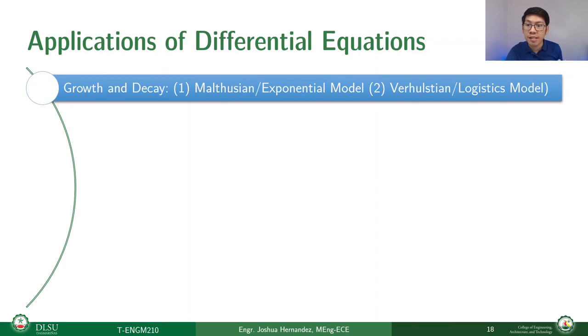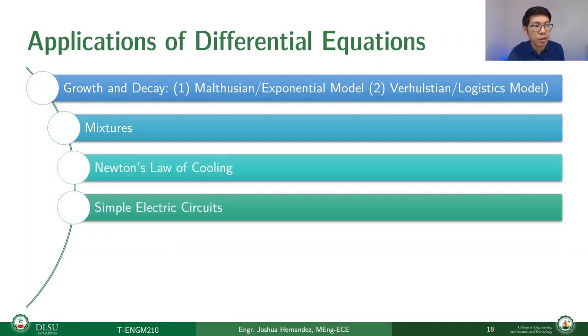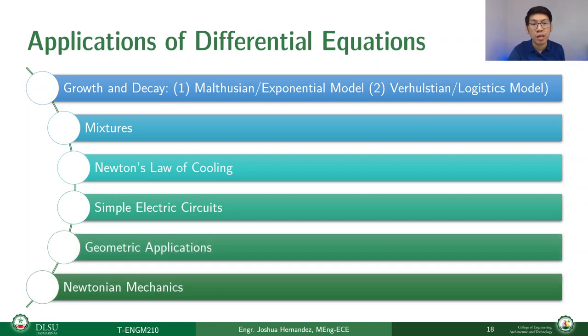We have actually, I think, 6 applications in our course. There are many applications of this, but we will be focusing mainly on those that are general and that we will be mostly using in our future studies, as well as those that are touched on in the board exam. So we will be tackling growth and decay, which has 2 kinds of models: Malthusian and Verhulstian. We have mixtures, Newton's law of cooling, simple electric circuits, geometric applications, and then Newtonian mechanics.